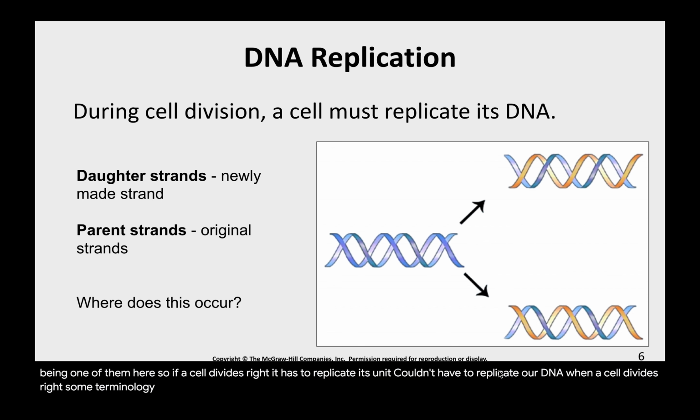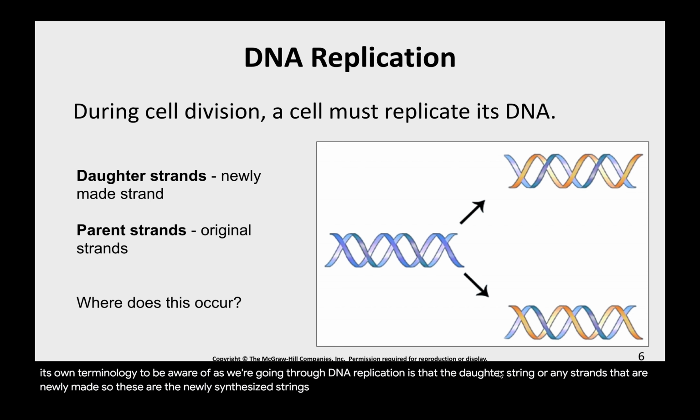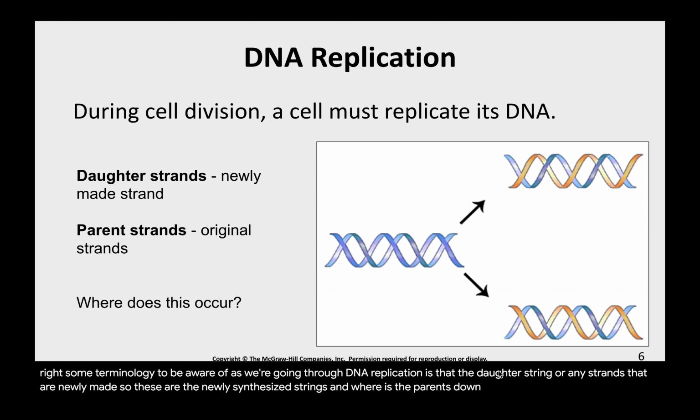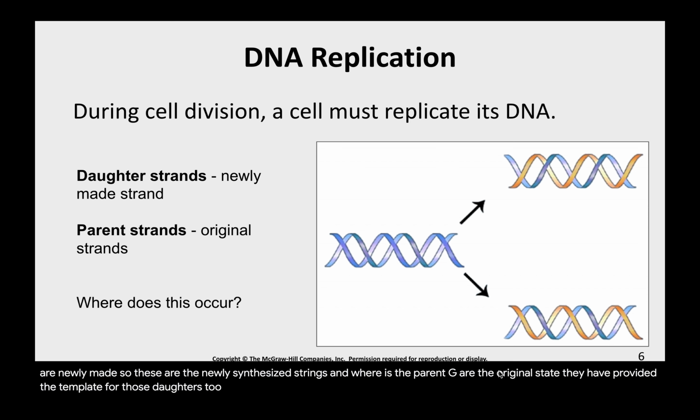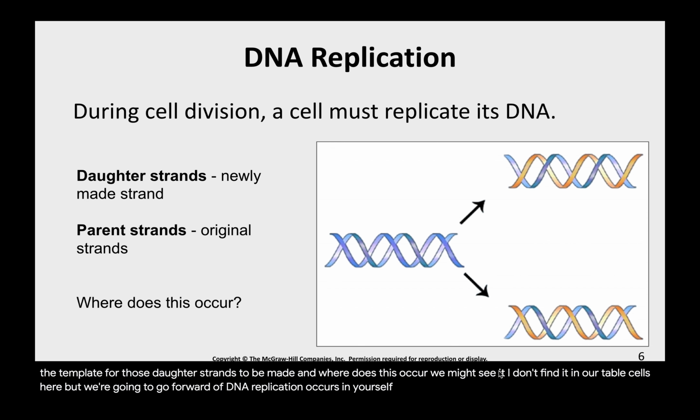Some terminology to be aware of as we're going through DNA replication is that the daughter strands are any strands that are newly made. So these are the newly synthesized strands, whereas the parent strands are the original strands. They provided the template for those daughter strands to be made. And where does this occur? We nicely identified it in our table cells here, but where does DNA replication occur in the cell? Nucleus, because it occurs in the nucleus.